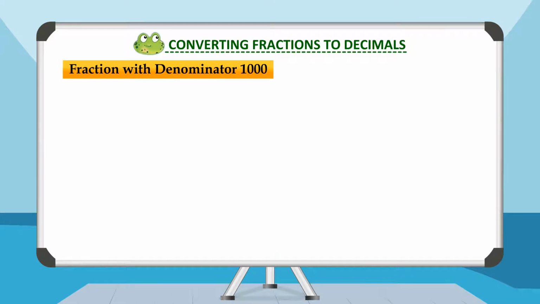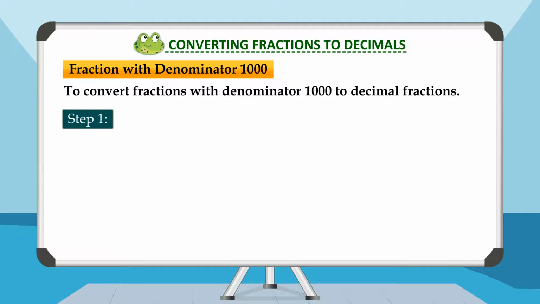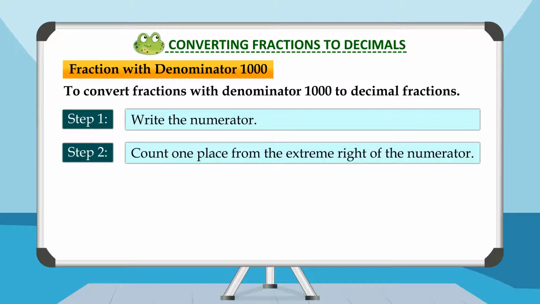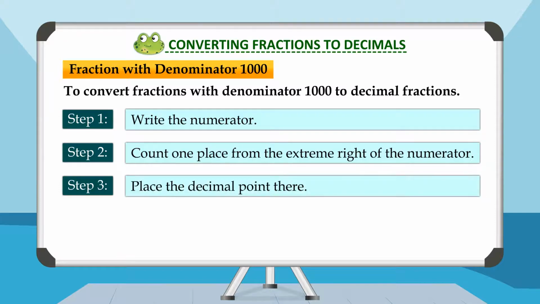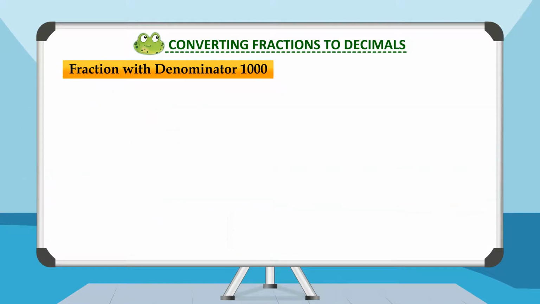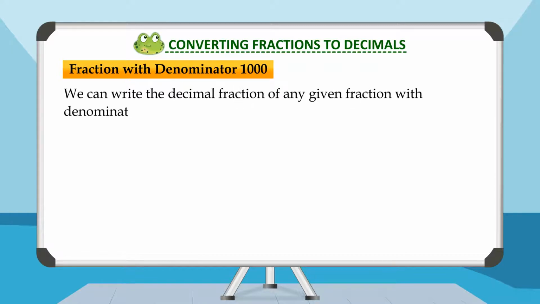Fraction with denominator 1000. To convert fractions with denominator 1000 to decimal fractions: Step 1. Write the numerator. Step 2. Count three places from the extreme right of the numerator. Step 3. Place the decimal point there. Example, 7 upon 1000 is equal to 0.007. We can write the decimal fraction of any given fraction with denominator 1000 using the above method.